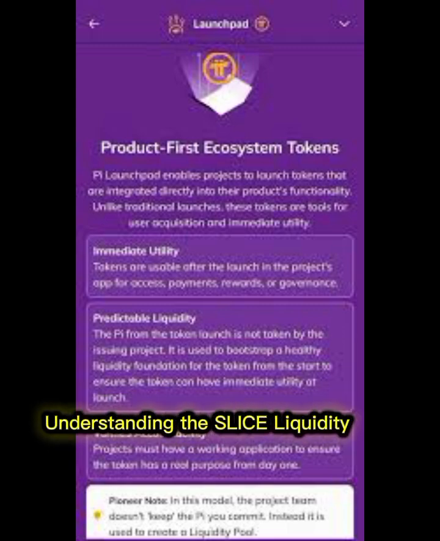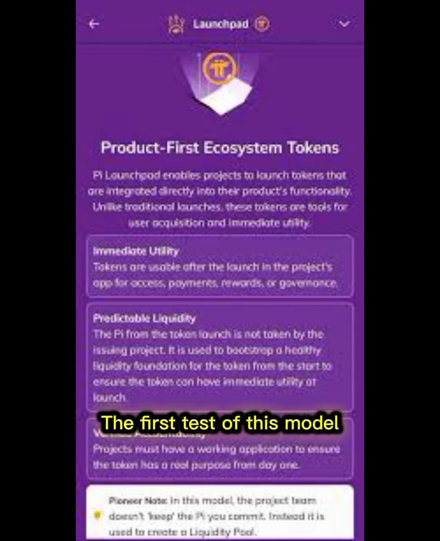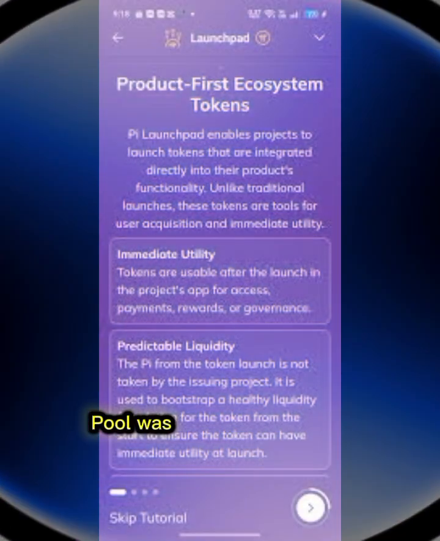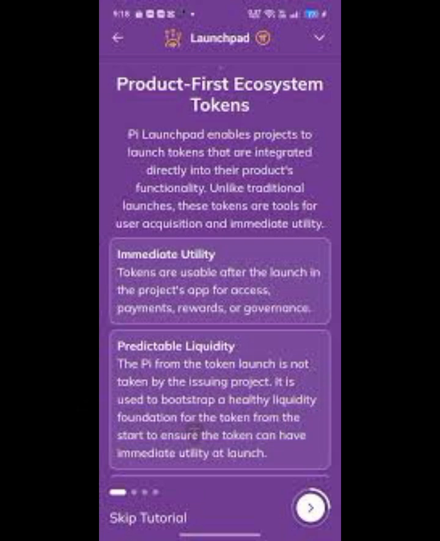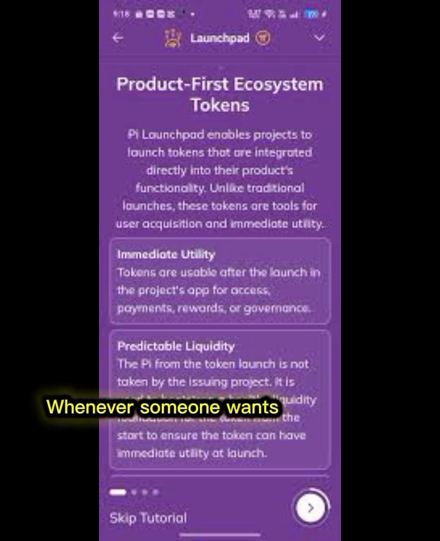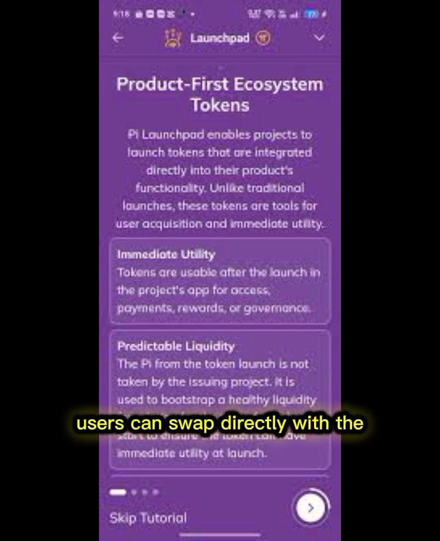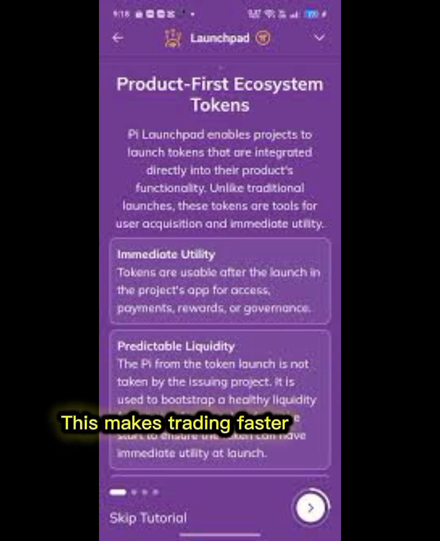Understanding the Slice liquidity pool. The first test of this model is the Slice token. During the testnet launch, a liquidity pool was created containing Slice tokens and Test Pi. Whenever someone wants to exchange Test Pi for Slice or vice versa, the pool can process the swap automatically. Instead of waiting for another trader to accept the trade, users can swap directly with the liquidity pool. This makes trading faster and more efficient. It also helps keep the market active even when there are fewer buyers or sellers available.